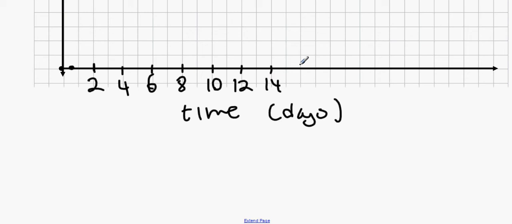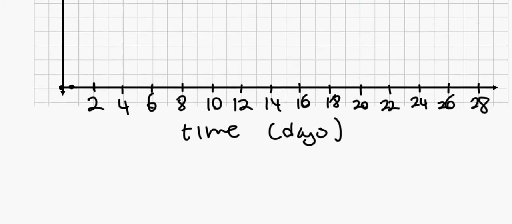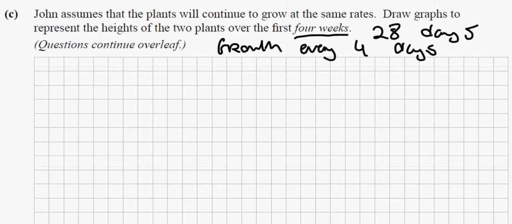14, 16, 18, 20, 22, 24, 26, and 28. We do indeed get away with going up in 2s. Now, what's going to happen next is I need to find a suitable enough scale for this. So draw the graphs representing the height of the plants over the first 4 weeks.